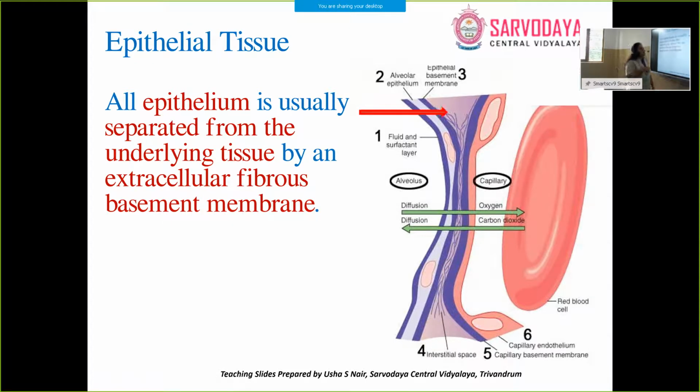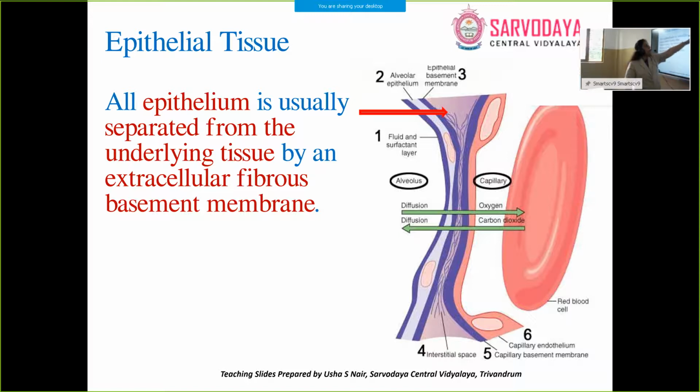Yes. Now we can see, you must have seen an arrow just moved up. Here, all the epithelium tissue, you can see that one arrow did come up. It's usually separated from the underlying tissue by an extracellular fibrous basement membrane. So all the epitheliums are coming forward. That is why I'm saying they are usually separated. How are they separated? By an extracellular thick fibrous basement membrane.